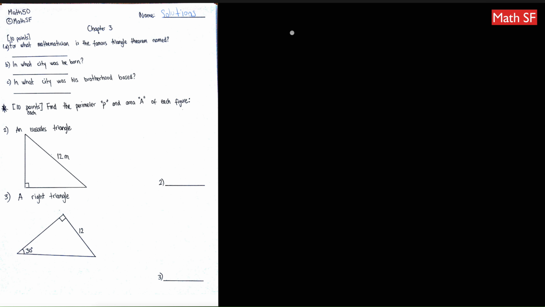So we're going to be doing the solution for the chapter 3 test, form A. Recall that this is a form A. So I'm just going to write here form A. So you remember that that's form A that we're going to look at.